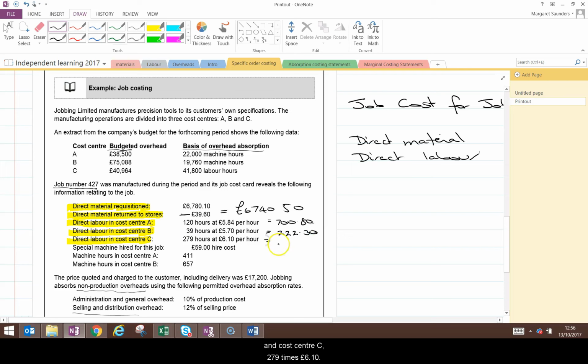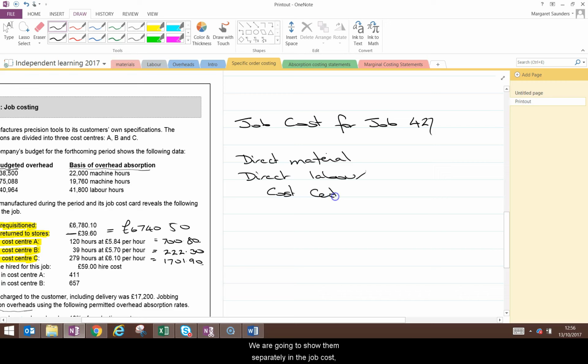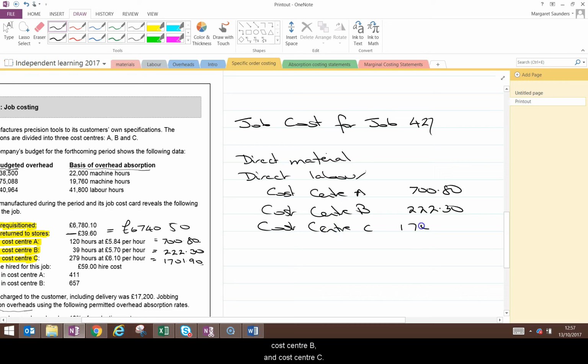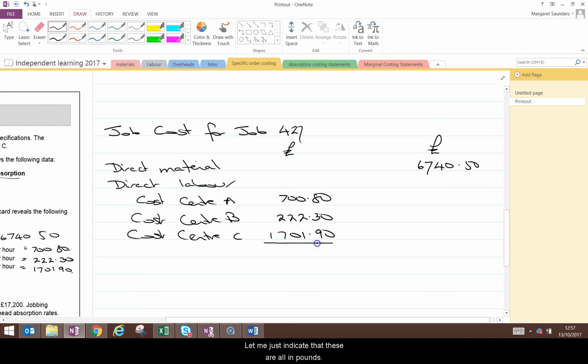So those are our labour costs. I'm going to show them separately in the job cost. So we've got cost centre A, cost centre B, and cost centre C. We just indicate that these are all in pounds. Total it up. So the total labour cost 2625.00.